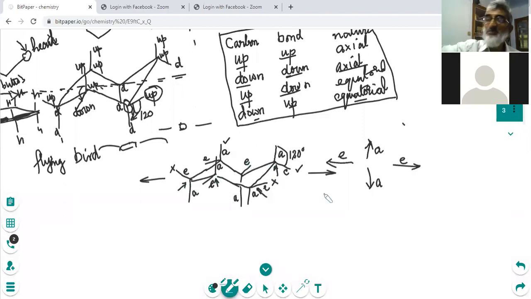Now let me show you what happens to this. Now see what happens. This is the cyclohexane molecule. Now see what I'm going to do. I'm going to bend this molecule slightly to the upper side. I don't know how far you can see this. Now see here, I'm going to bend this molecule and down. See.